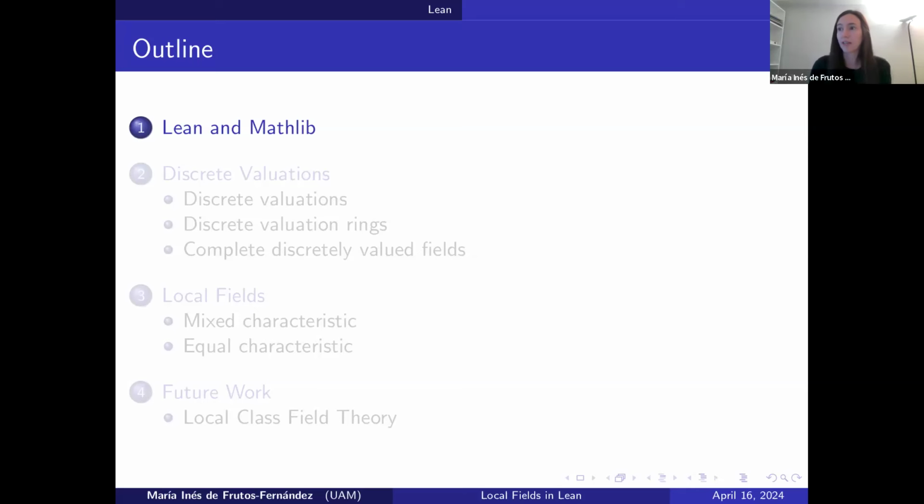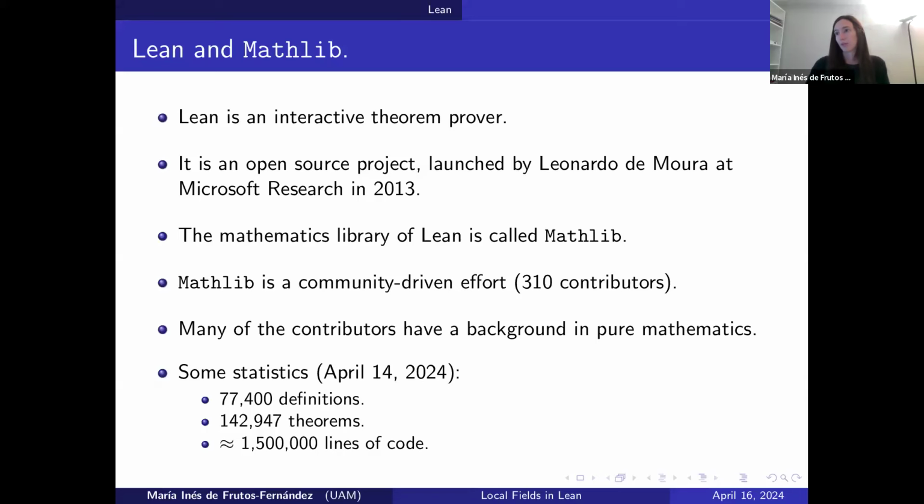Then I will discuss discrete valuations, fields with a discrete valuation, and how they are related to discrete valuation rings. In the next section, we will specialize this to local fields, and we will see some definitions and some theorems related to local fields. Finally, in the last part of the talk, I will spend a few minutes discussing future work, because the main goal that Filippo and I have in mind is formalizing the proofs of the main theorems of local class field theory.